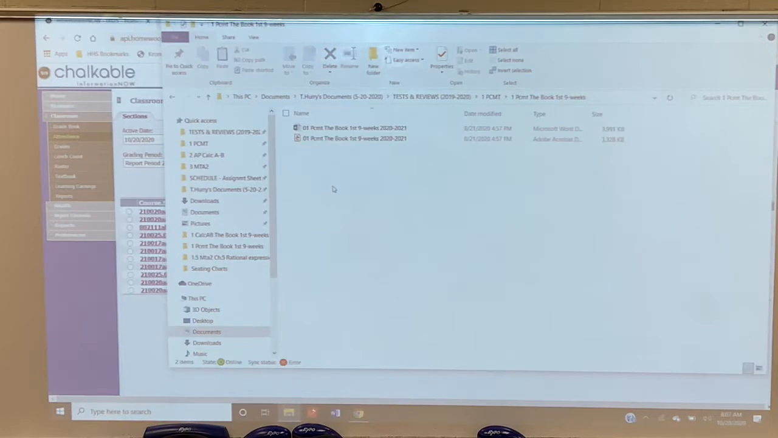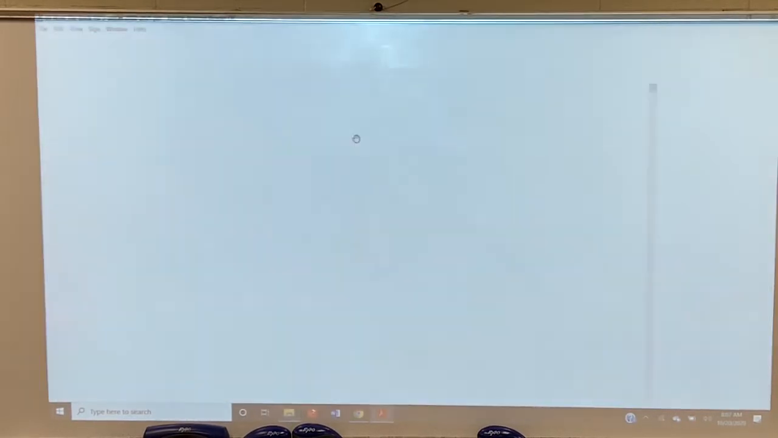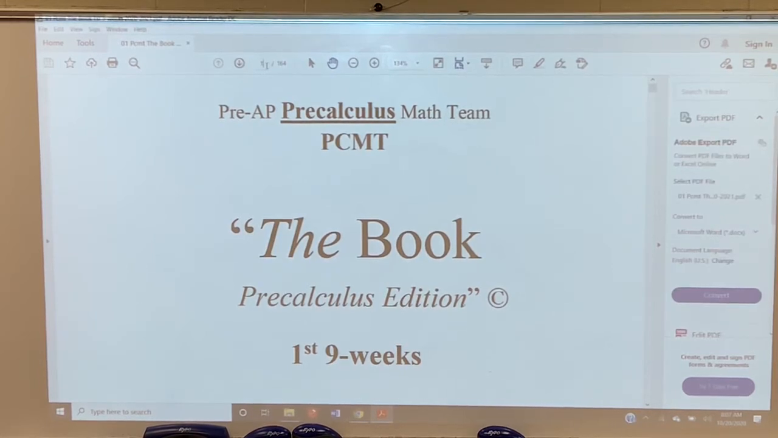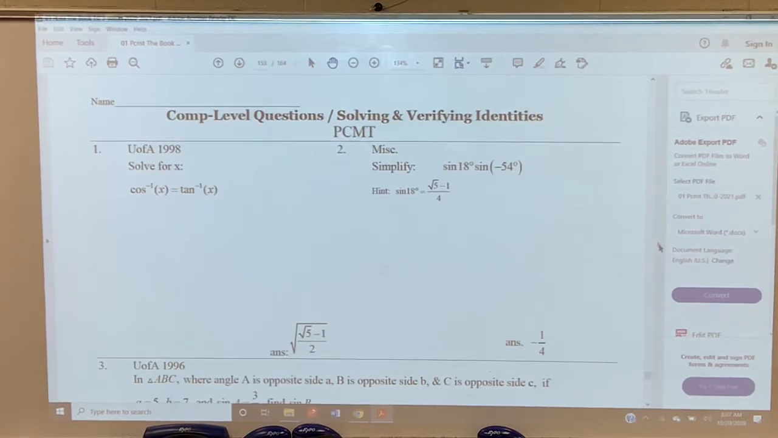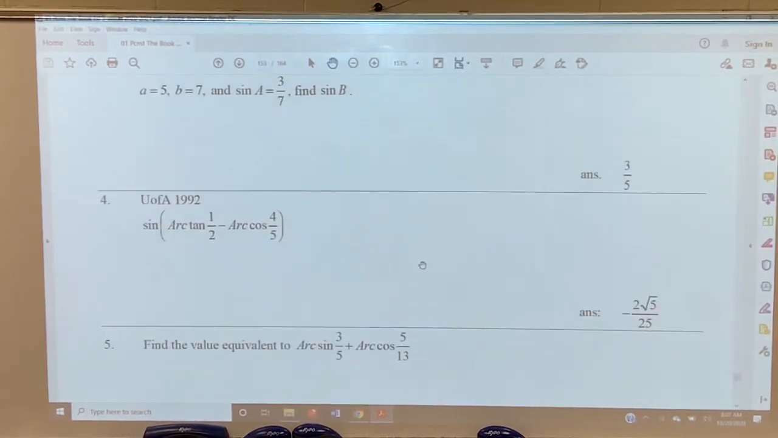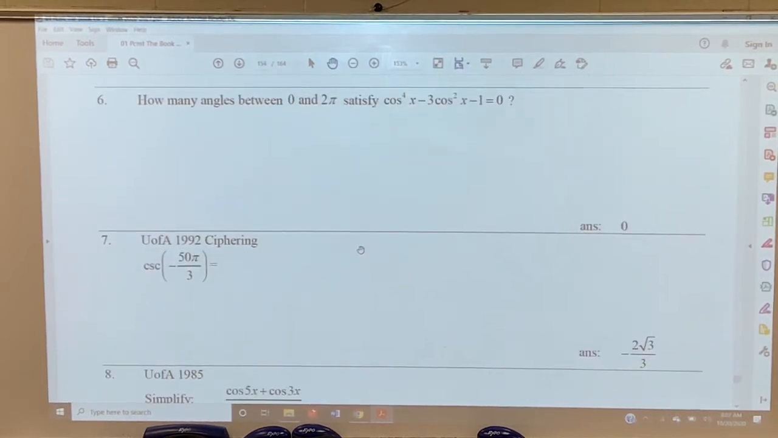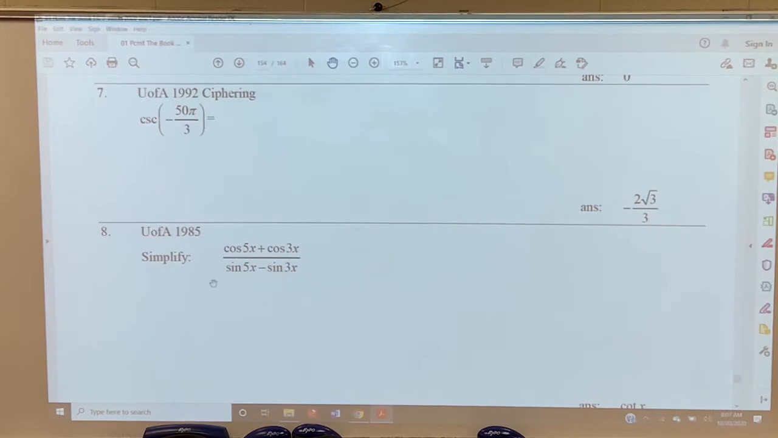I do want to make sure you guys are in a good place. So I am jumping to comp level questions. All right, we talked about most of these, right? Anybody? Any questions that you didn't get, don't understand? All of these are fair game, except stuff like this. I think I told you to omit that one, didn't I?